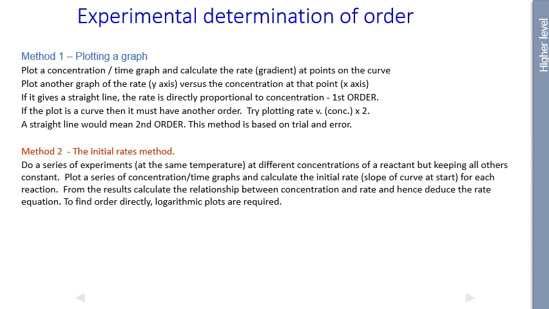The second method is the initial rates method, which is doing a series of experiments at the same temperature, keeping temperature constant, at different concentrations of a reactant, but keeping all other things constant. Then plot a series of concentration time graphs and calculate the initial rates, which are the slopes of the curve at the start, for each of the reactions, and from the results calculate a relationship between concentration and rate, and hence you can then deduce the rate equation. To find orders directly, logarithmic plots are required. So that gets a bit more complicated.